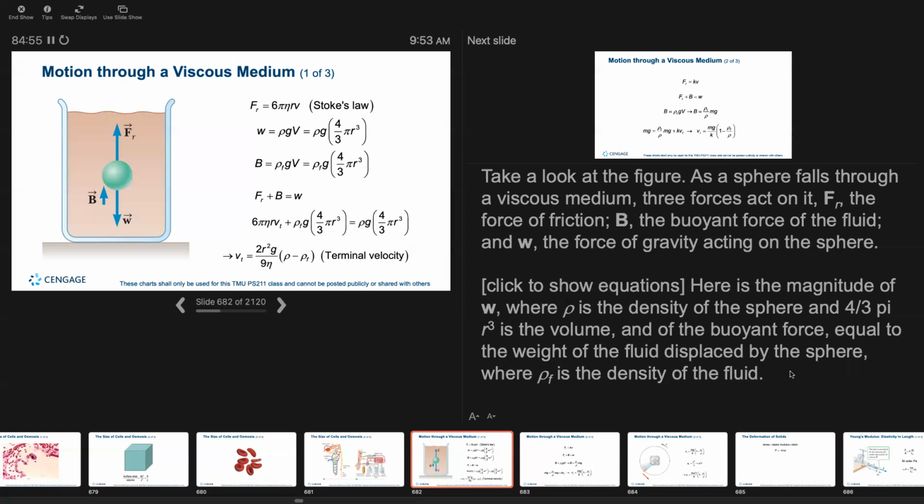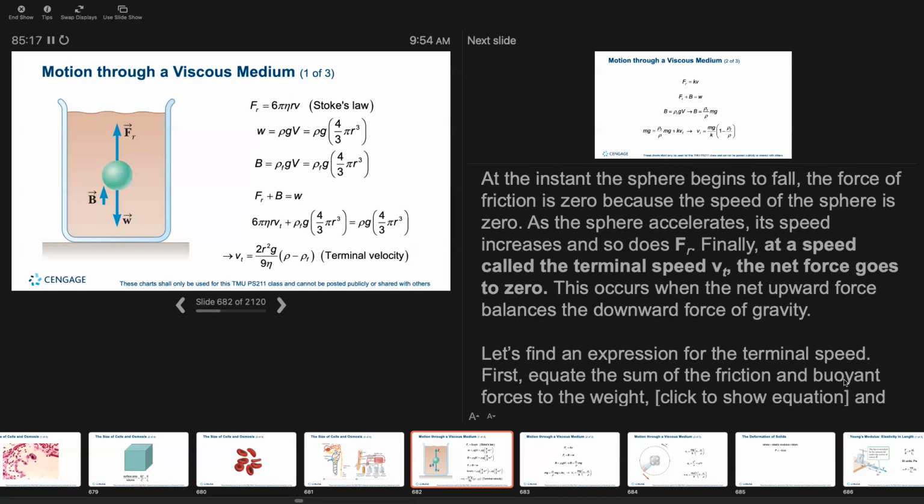Here's the magnitude of W, where rho is the density of the sphere and 4/3 pi r cubed is the volume. The buoyant force equals the weight of the fluid displaced by the sphere, where rho sub f is the density of the fluid.